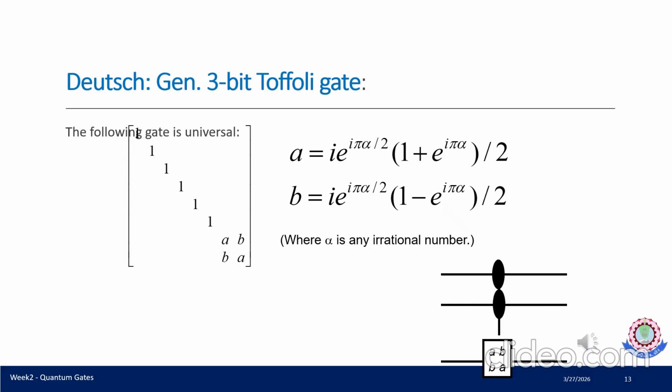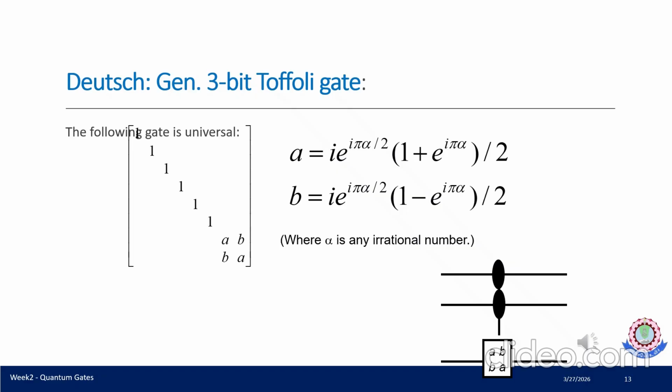So it is a universal quantum gate that extends the standard Toffoli controlled NOT gate. The gate is represented by a 4 by 4 unitary matrix where the parameters A and B are defined as A is equal to so and so, B is equal to so and so, where alpha is an irrational number, making the gate universal for quantum computation.